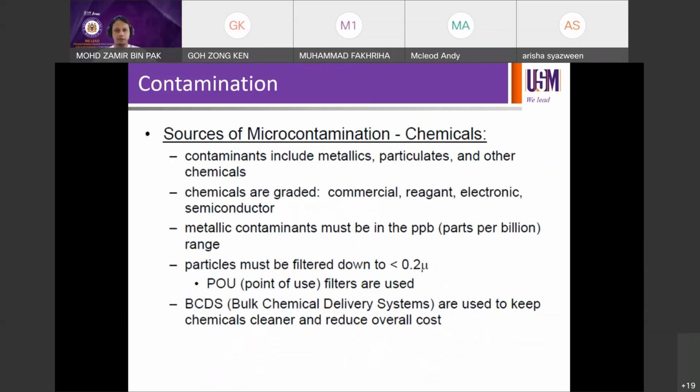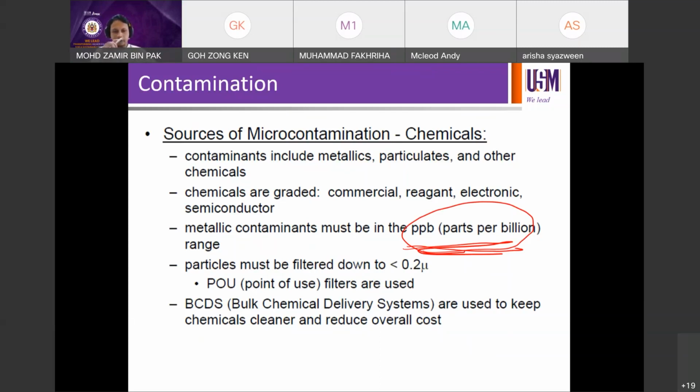Other sources are chemicals, which include metallics, particles, particulates, and other chemicals. Chemicals are usually graded: commercial, reagent, electronic, semiconductor. So we have many categories of chemicals for a range of different applications. Metallic contaminants in the chemical are usually spelled out in the SDS. It has to be in the ppb, parts per billion range, in order to be considered safe for operation. Anything higher than that means it's not safe, right?